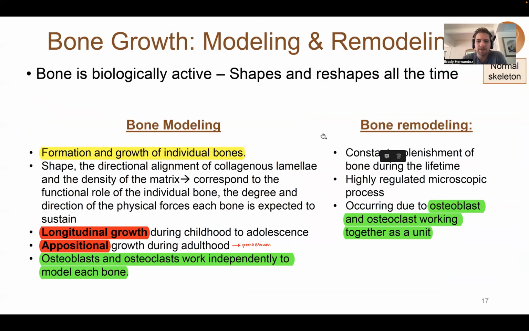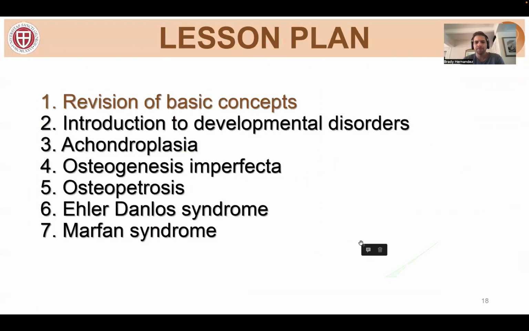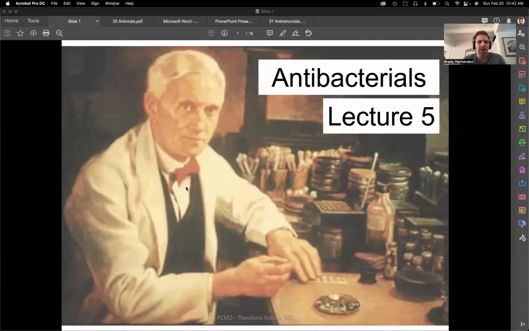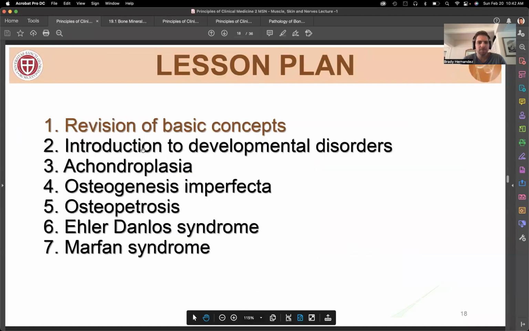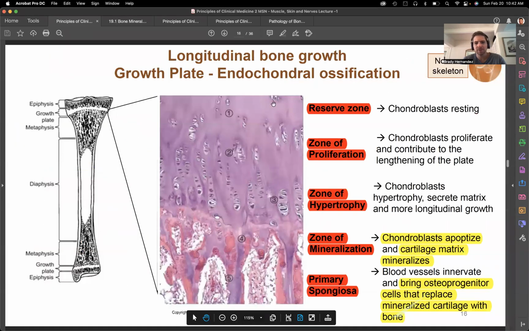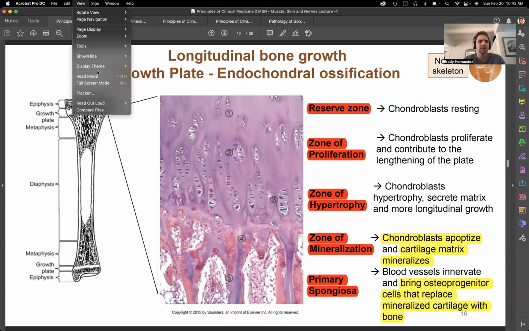Y'all remember this picture, right? Y'all remember the picture of the zone of ossification and all that. I don't know that they're really going to test you on that since y'all have been tested on this, right? Reserve zone, proliferation, hypertrophy. So it comes from this way from the epiphysis to the diaphysis, and this cartilage grows and then deposits as osteoid, as bone, right?